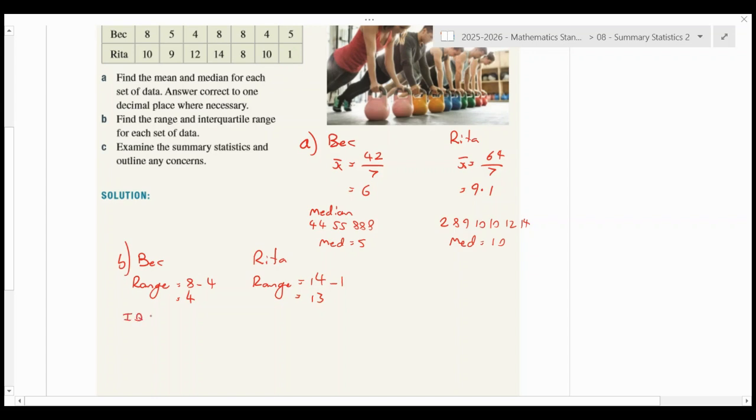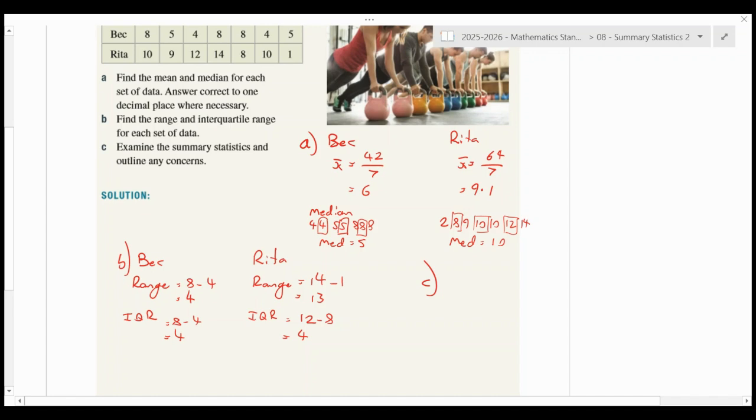Interquartile range, you could do this in your calculator, or you could work out what your interquartile is. If your median is 5, then your interquartile is 4 and 8. So we're going to have 8 minus 4 equals 4. And for Rita, your median is 10. So you've got 8 and 12. So 12 minus 8 equals 4. So that is your interquartile range for both of them.